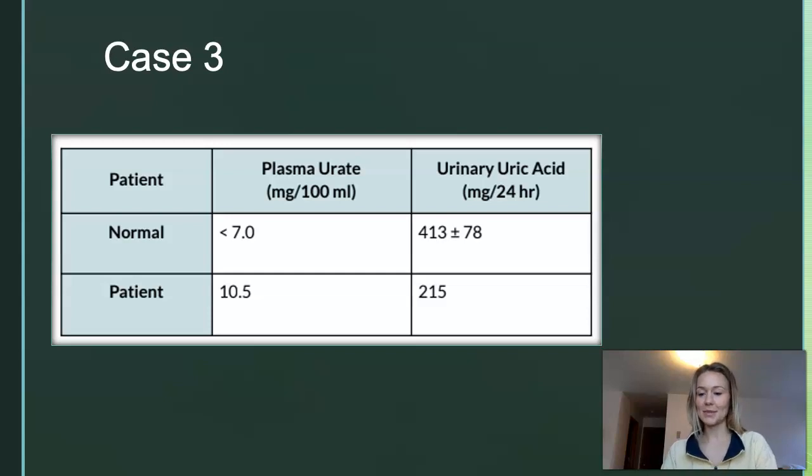So our next case will be case study 3. In case study 3, we meet a 47-year-old man who presents to the clinic with severe pain in his right great toe. He states that the pain started yesterday and that it continues to increase in severity.